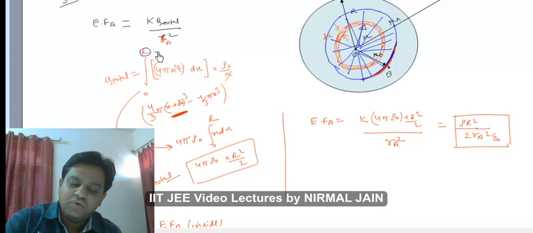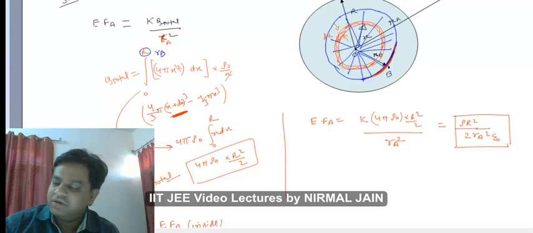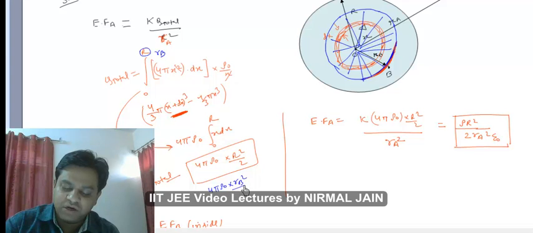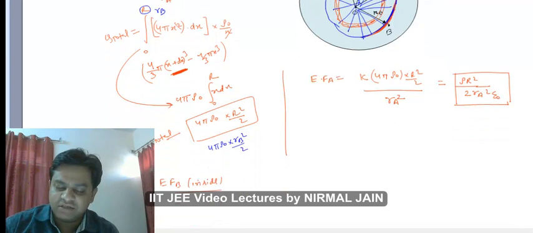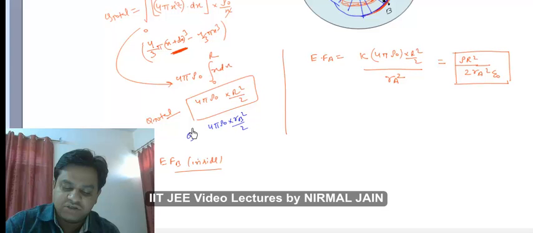to 0 to rb, right? So what I'll get here is simply 4 pi rho naught into rb square by 2. This is my charge Q total. Yeah, Q dash is better named.